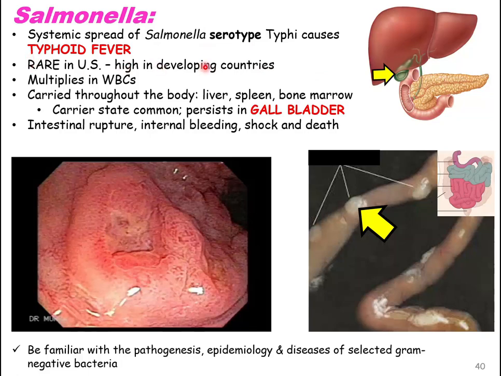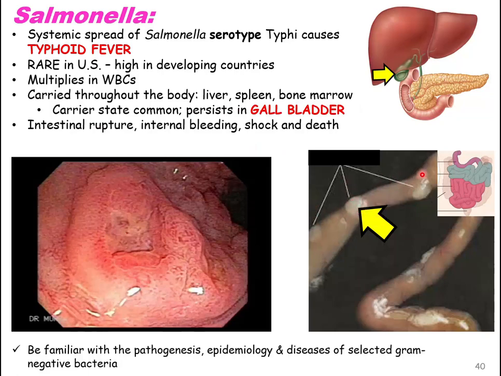This is going to be rare in the United States, but it's high in developing countries. It can kind of do everything the other one can do, except it multiplies in white blood cells, and then it can get carried around. Also, that carrier state, remember Mary Mallon at the very beginning, so typhoid Mary. So this can persist. It is a little more invasive, so it causes that rupture, internal bleeding.